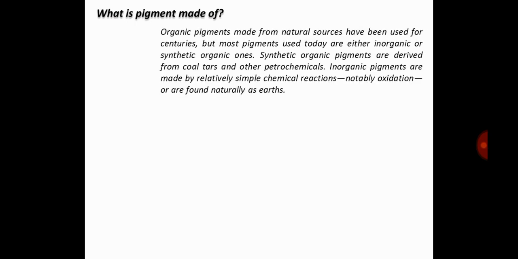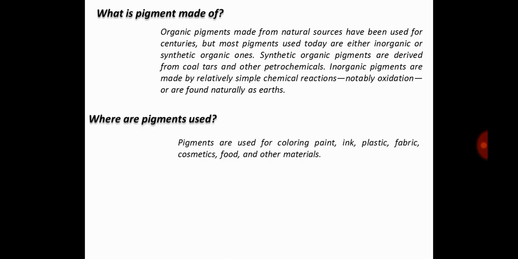Now the next question is what is pigment made of? Previously, organic pigments which are obtained from the natural sources have been used as a pigment, but recently inorganic and synthetic organic pigments are used. Synthetic organic pigments are derived from the coal tars or other petroleum products. The inorganic pigments are either obtained from the natural sources or can be synthesized by some chemical reaction like oxidation.